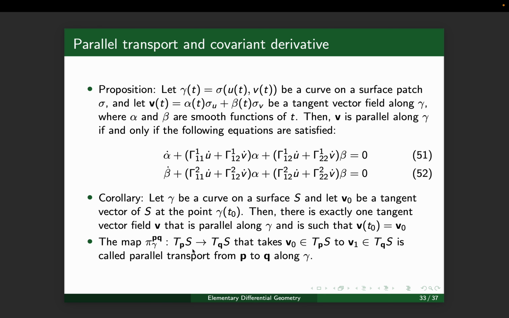This is the map which takes a tangent vector to another tangent vector at points P and Q, and these vectors are parallel to the curve gamma. So this map is called a parallel transport from point P to Q. That's all. Thank you.